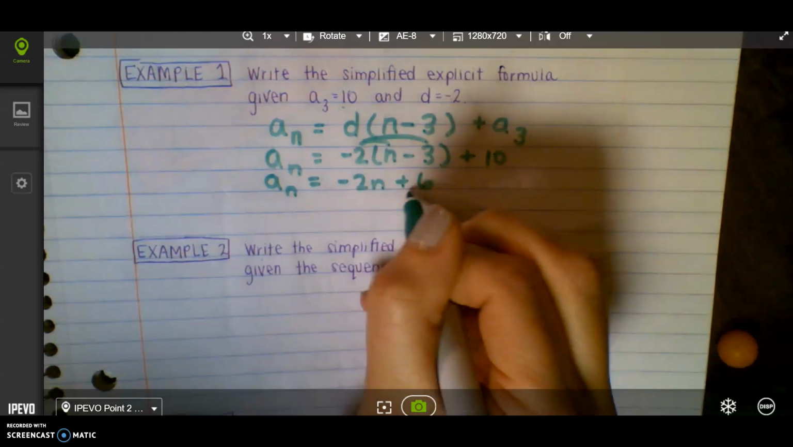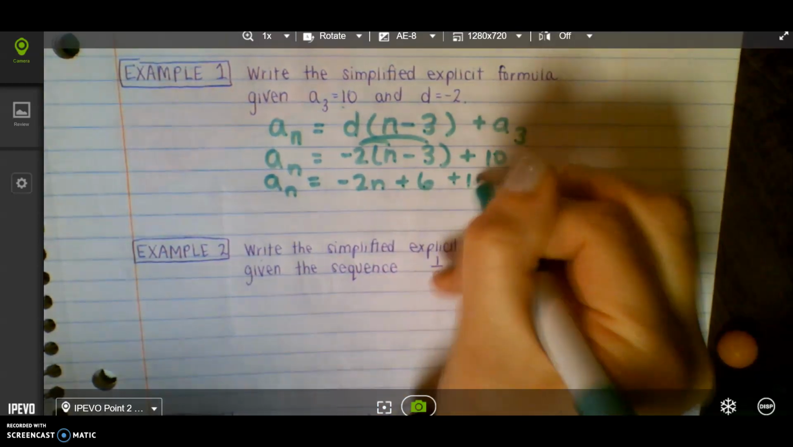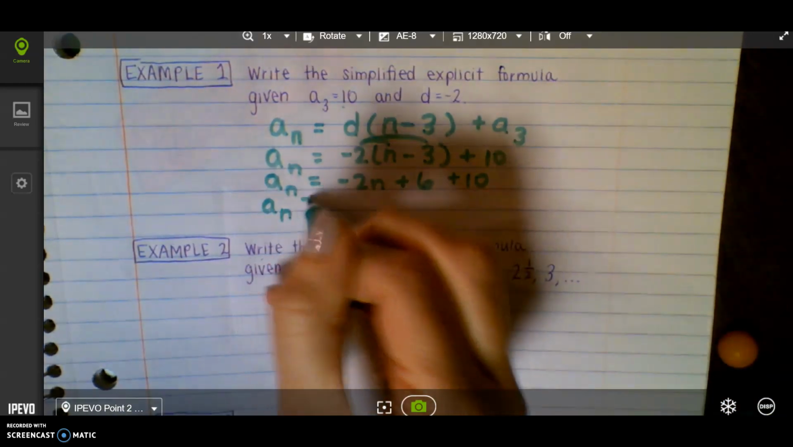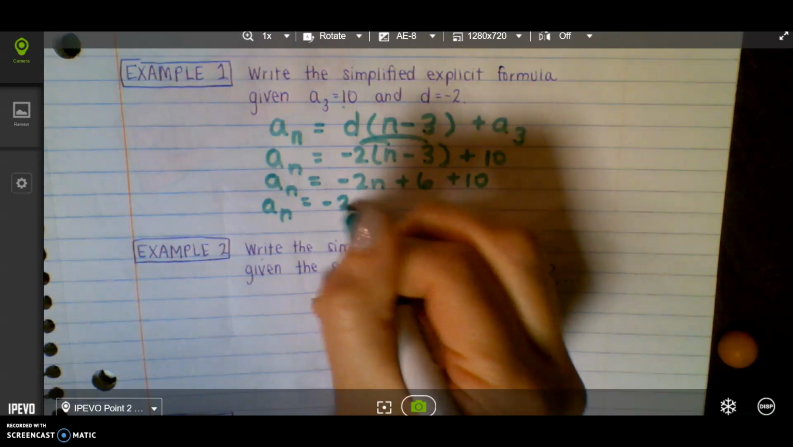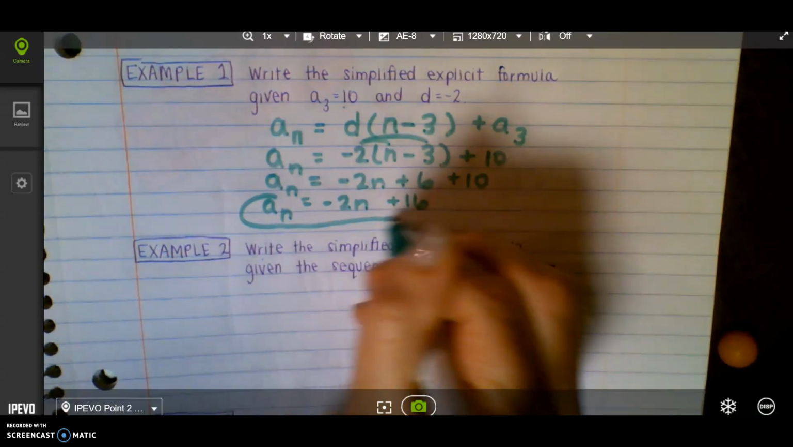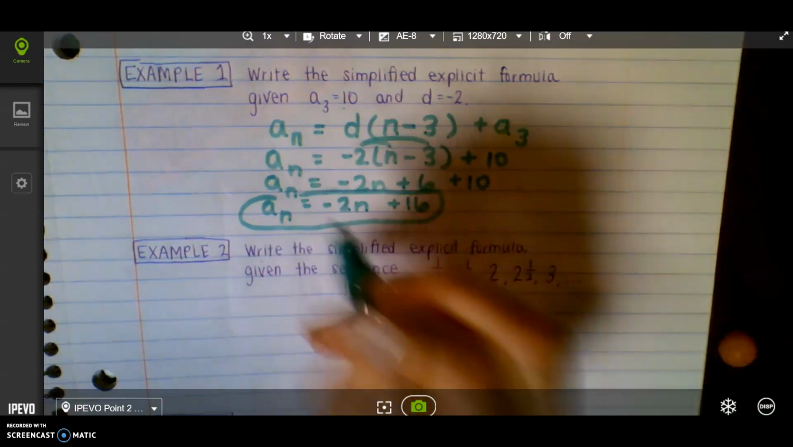Careful, negative times a negative is a positive. Plus 10. Combine like terms. A sub n equals -2n plus 16. And there's my simplified explicit formula.